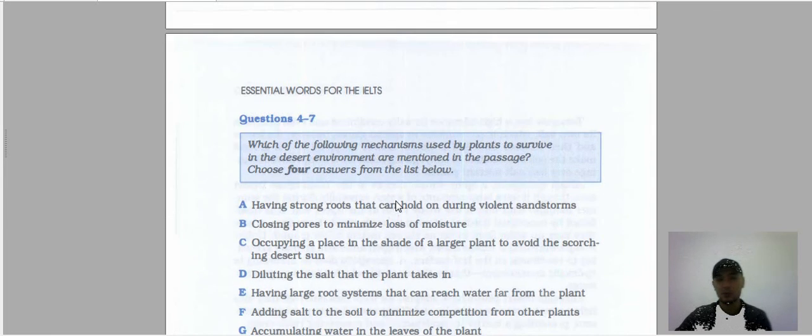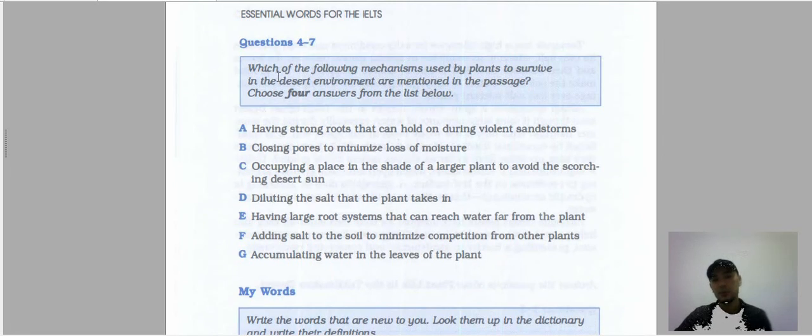Let's move on to the next part. And now you can see questions 4 to 7, and you have to read these statements before you start reading the questions. Which of the following mechanisms used by plants to survive in the desert environment are mentioned in the passage, and choose 4 answers from the list below. And our task is you have to choose 4 statements out of 1, 2, 3, 4, 5, 6, 7. 7 given statements. That means your job is a bit more difficult than the previous one.